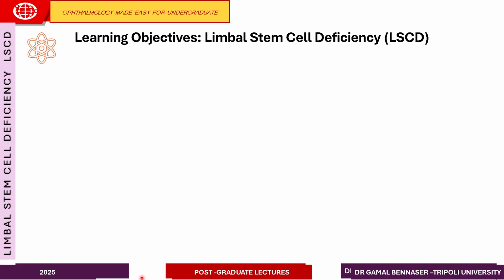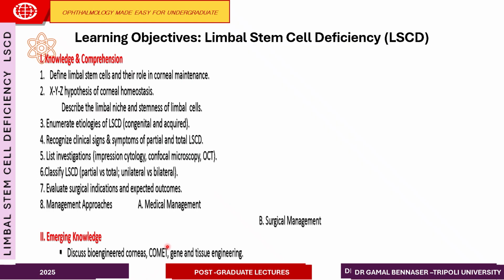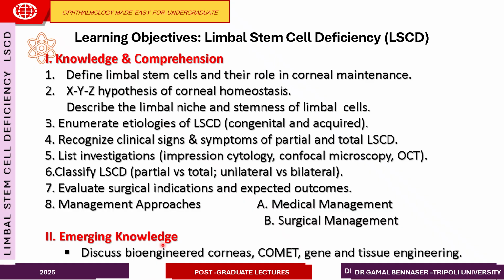Now, as usual, we will start with the learning objectives of this lecture. We have plenty of tasks from this lecture, including the definition, anatomy, and the XYZ hypothesis of the limbal stem cells, and also defining certain important terminology like the limbal stem cell niche and the principle of stemness of limbal cells. And then we will enumerate the etiology and the causes of limbal stem cell deficiency, and see some of the signs and symptoms of this disease, the classification and the diagnostic approach, including the impression cytology, confocal microscopy, and the anterior segment OCT.